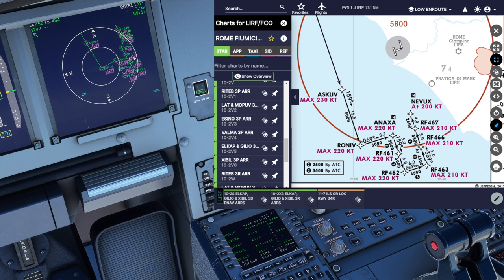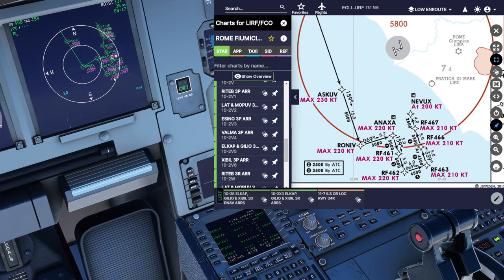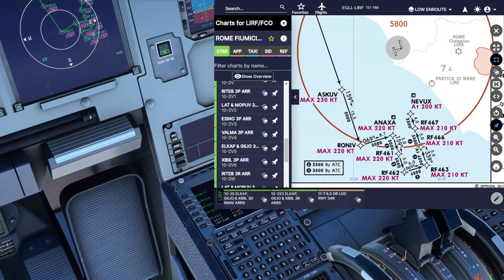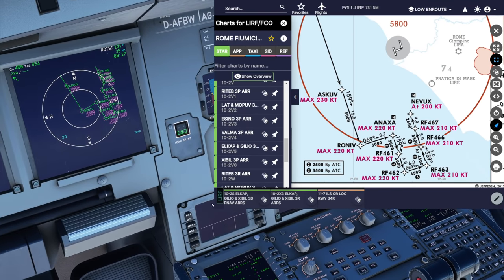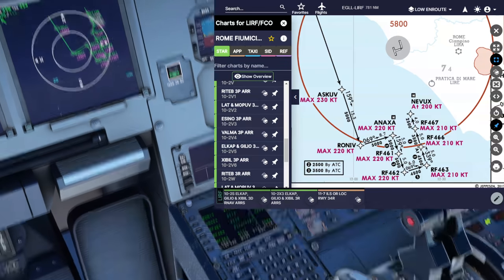Now this has actually done quite a good job. It's got slightly different altitude constraints, but it has got some of the speed constraints as well, 210 knots there, so that's quite good. So the database is there, it's just that there needs to be an improvement in the coding. But there we go, and then you can see that brings us to Nevux and then connects us up to the approach. So that's what the via part is.